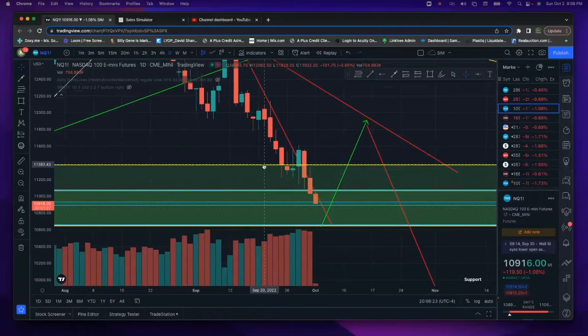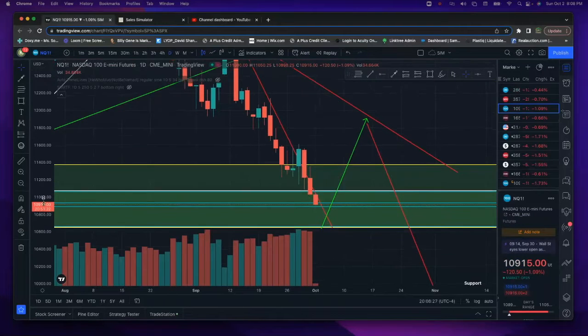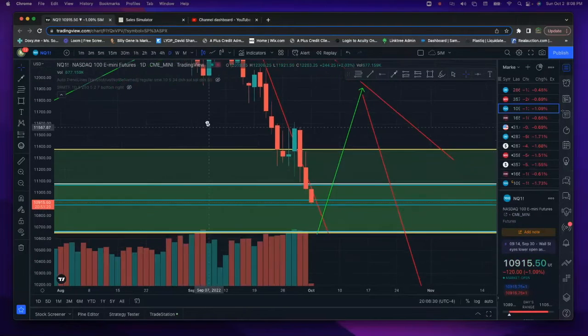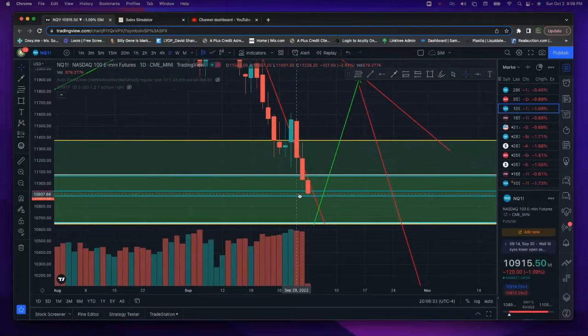The yellow is my monthly demand. The white is my weekly demand. And the turquoise is my daily demand. So it's inside the second daily demand zone, which is also actually going through this daily demand zone. So I'm going to delete it because I have another daily demand zone right here. So I'm looking to see how price is going to react to this zone.